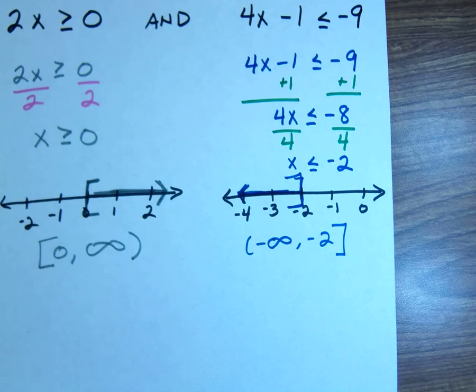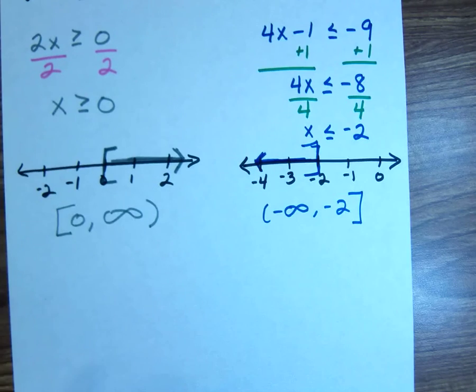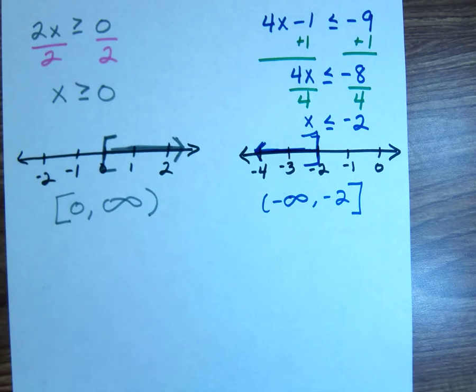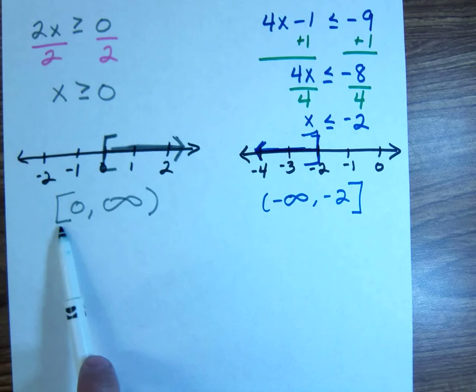Real quick, this is another refresher, I hope. Why do we always put parentheses on infinity and negative infinity? It goes on forever. That's not why we do a parenthesis, though. What does the bracket mean? It's equal to. It stops, right? So why can't we put a bracket on infinity? It's not equal to. Because you can't equal infinity. It's not a number. So always a parenthesis on infinity.